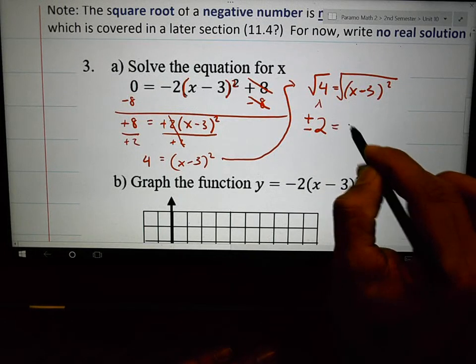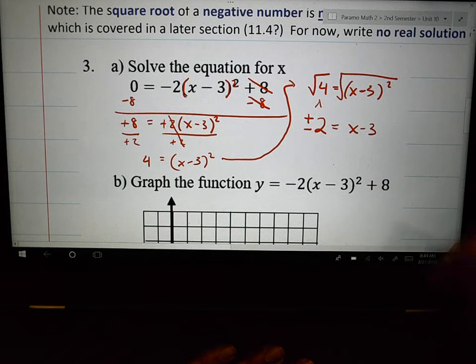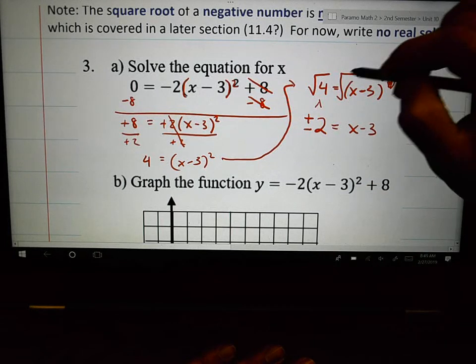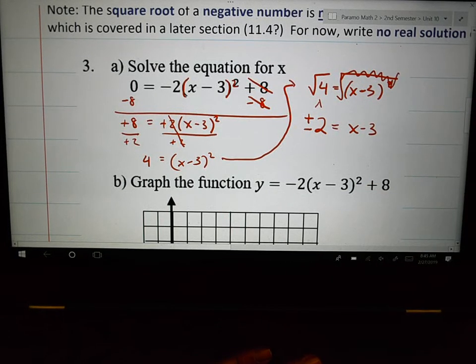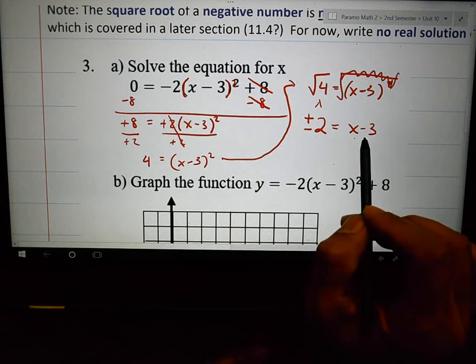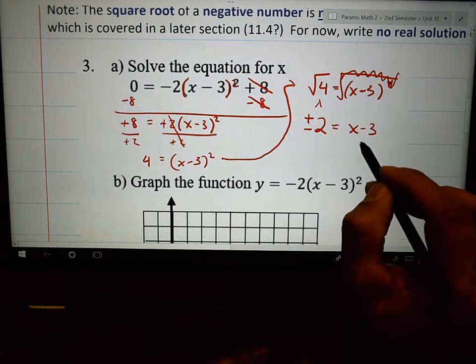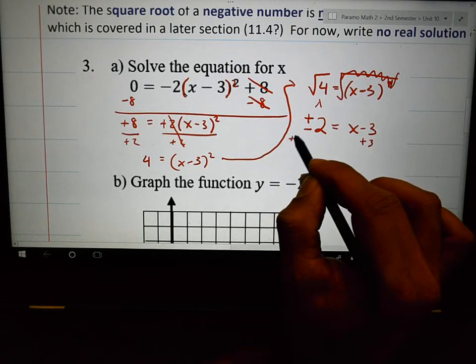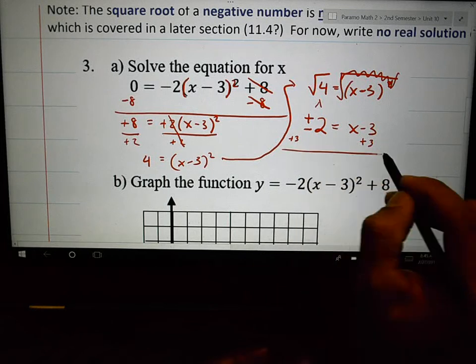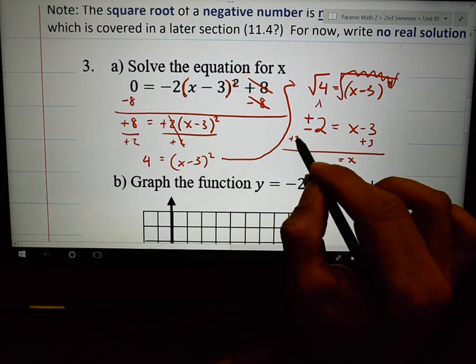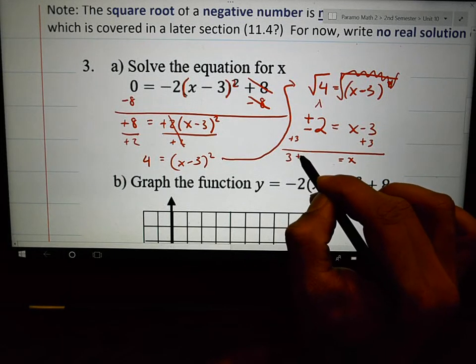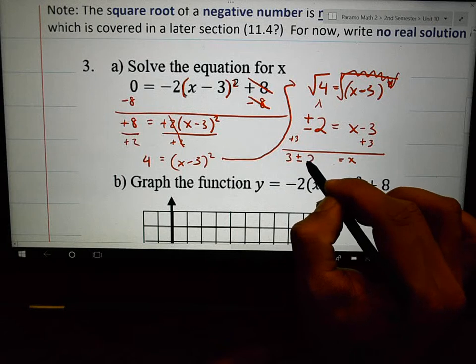That's the most common mistake. These two things sort of cancel each other out. You're left with the x minus 3. There's only one more thing to do. You want the x by itself. You need to move this 3 over. I need to add 3 to this side. This makes x equal to 3 plus or minus 2.